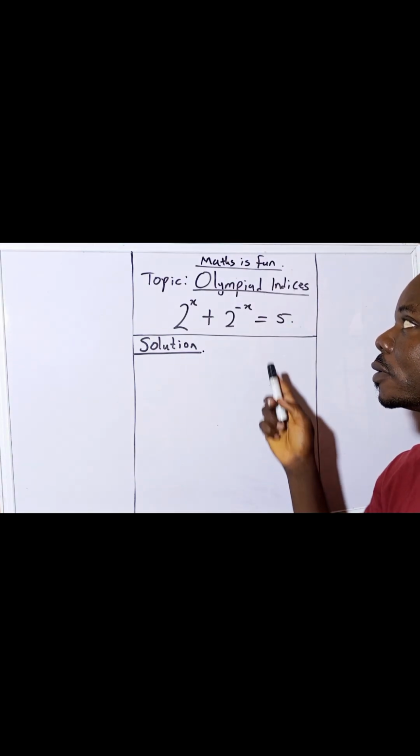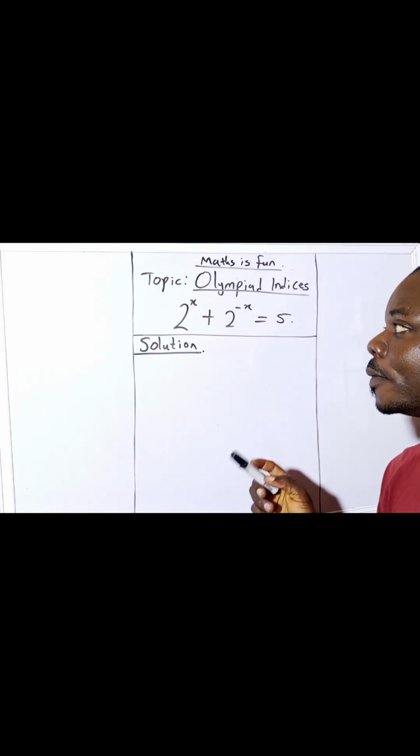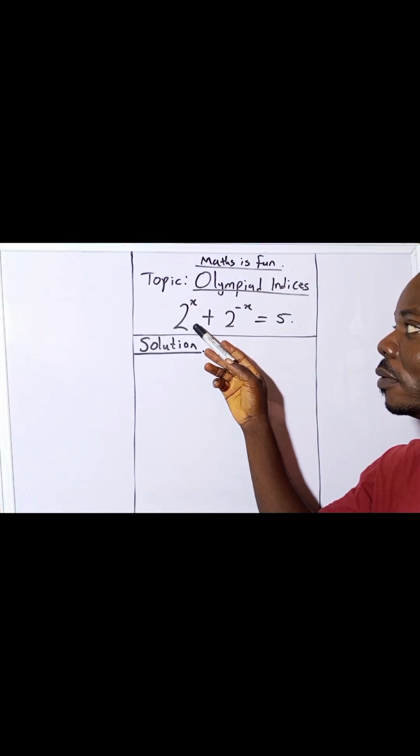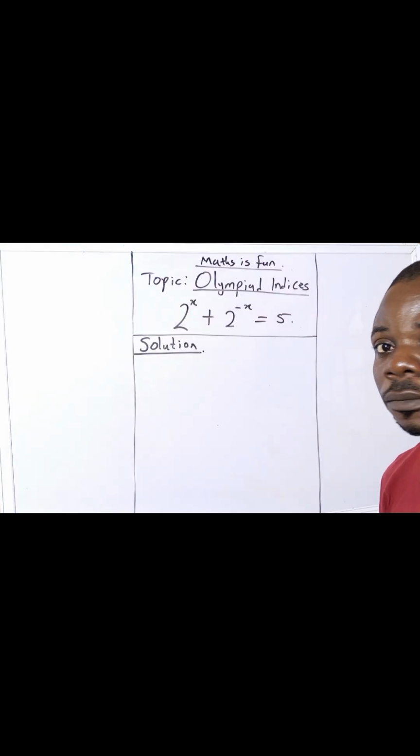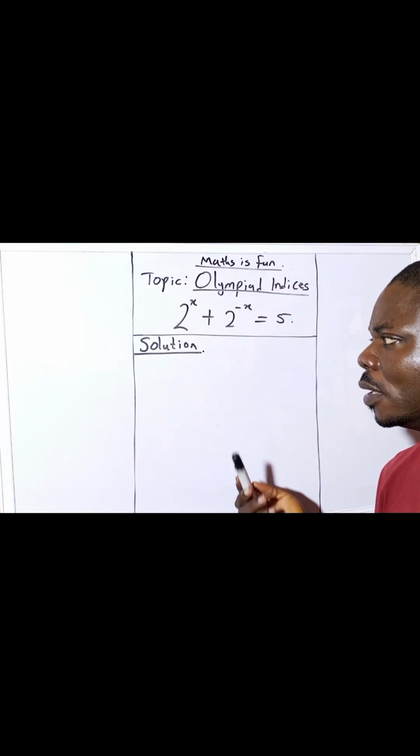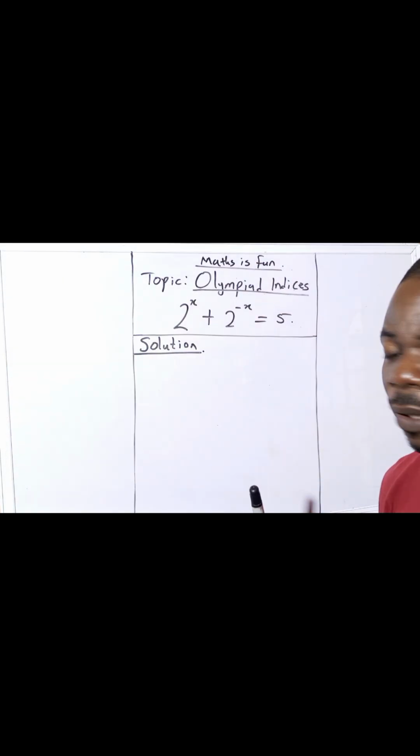Today we want to look at Olympiad indices, and as you can see, this is 2 raised to power x plus 2 raised to power minus x is equal to 5. This can be done in 5 seconds. Now let's move into it.